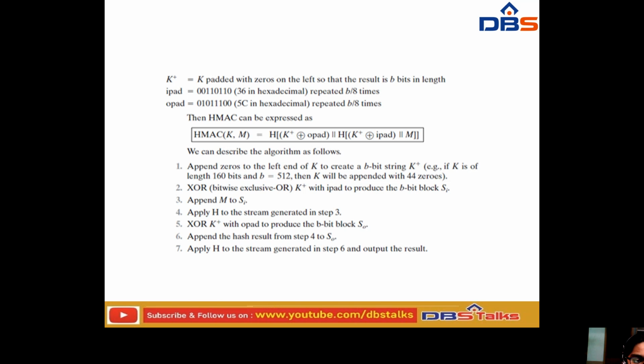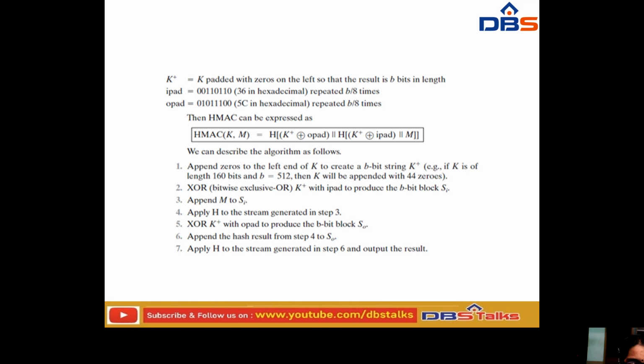Next one, ipad is equal to 00110110, that is 36 in hexadecimal. So we will repeat it B by 8 times. And the next one, opad is 01011100, that is 5C in hexadecimal. So we will repeat it B by 8 times here also. So this HMAC function is expressed as HMAC of K comma M is equal to H of K plus XOR opad, concatenated with H of K plus XOR ipad, concatenated with M.